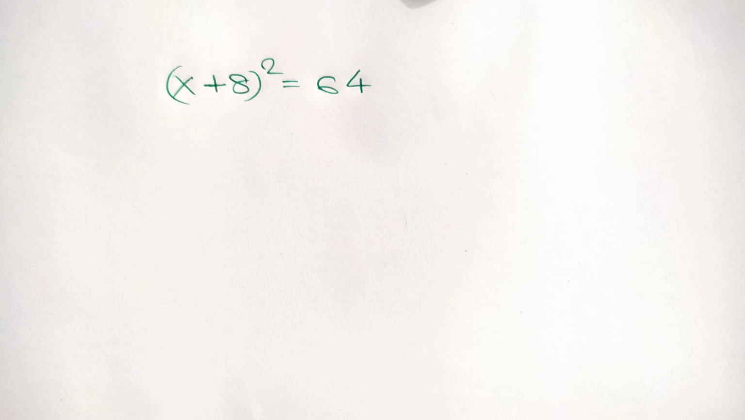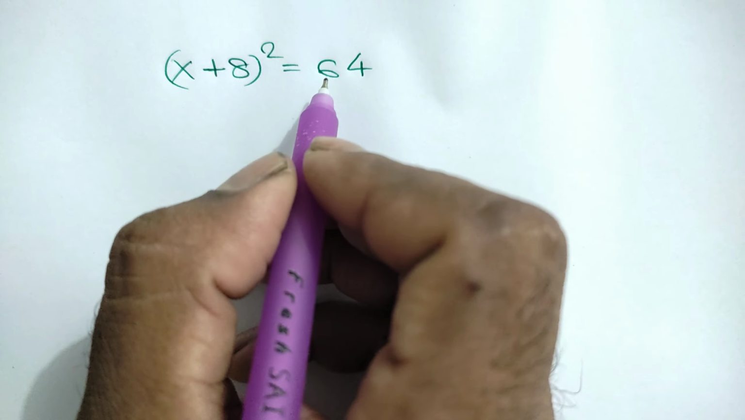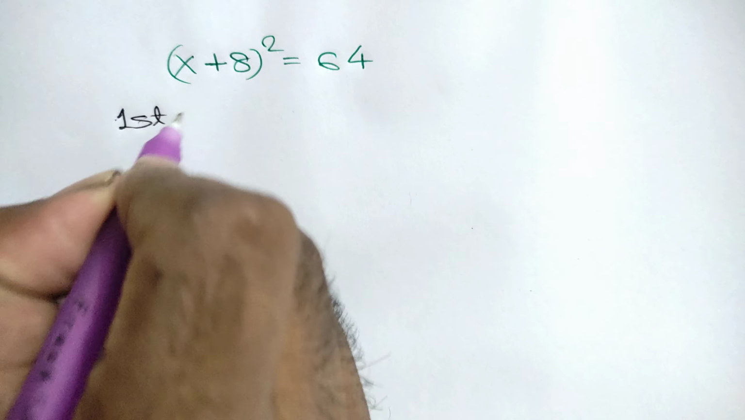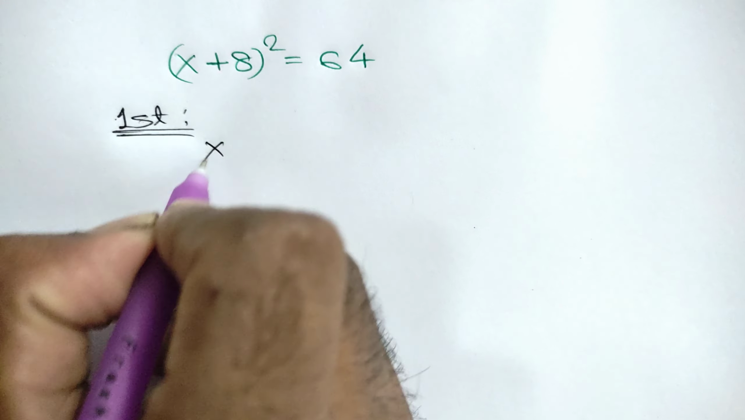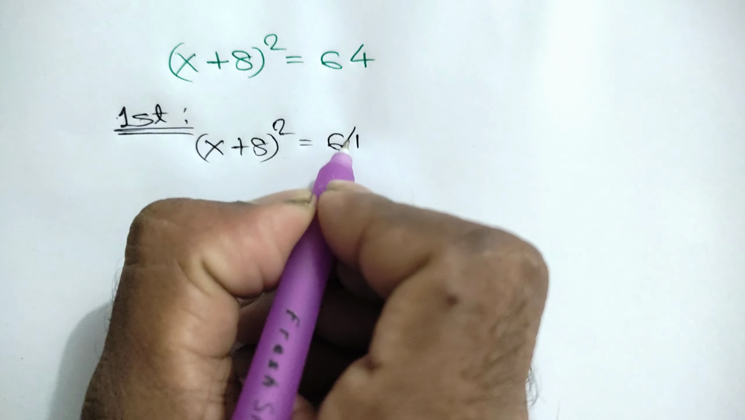Hi everyone, in this video I am going to show how to find the value of x where (x + 8)² is equal to 64. We have two methods. First method: the question has given (x + 8)² = 64.